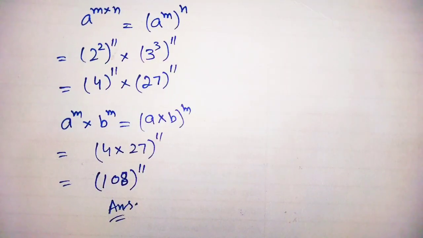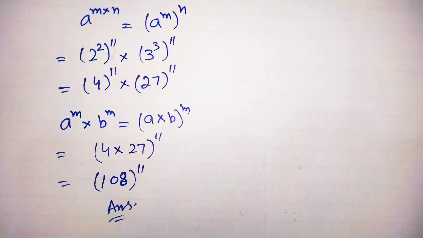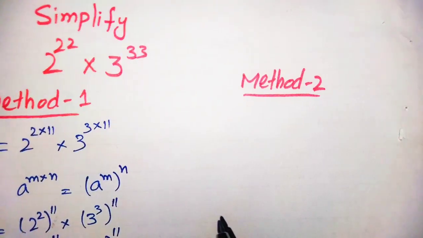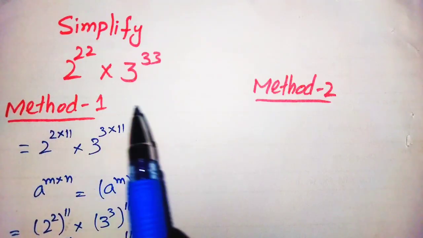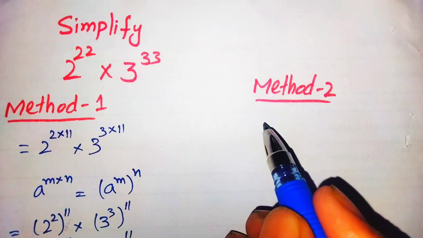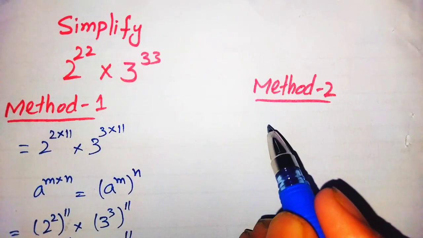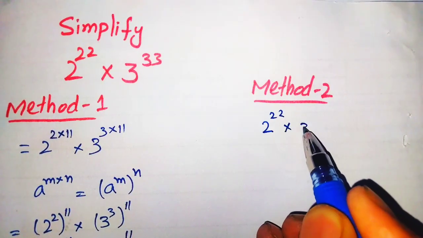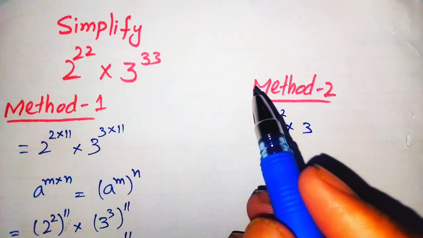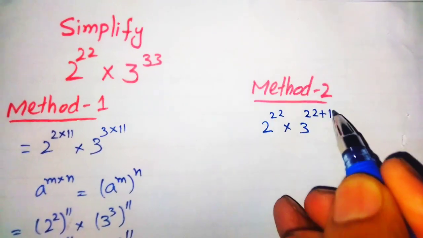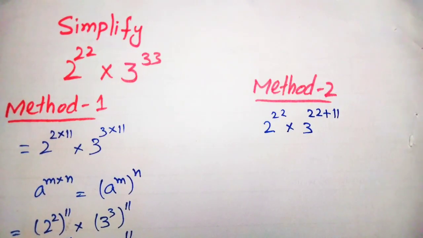Now we will use method number 2 to solve this. In method number 2, again we will make the two terms with the same powers, but in this method we will rewrite the given expression as 2 raised to power 22 times 3 raised to power, where this 33 can be written as 22 plus 11, which is equal to 33.